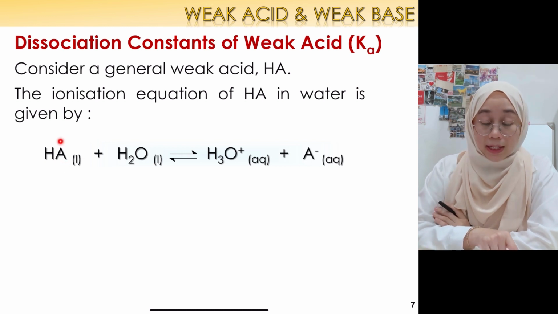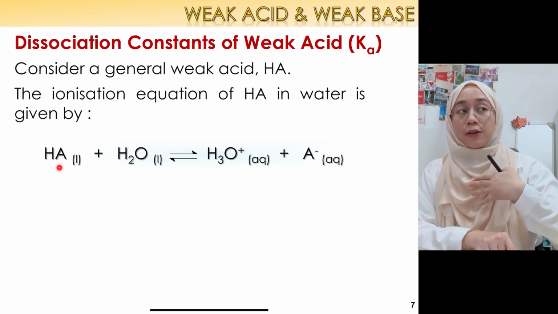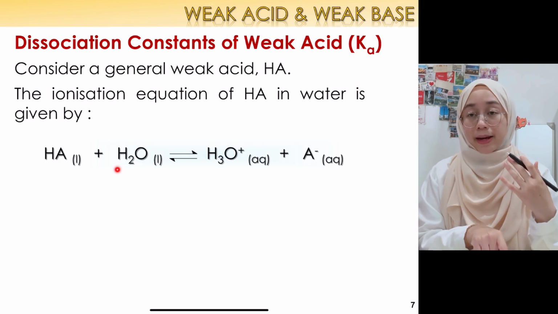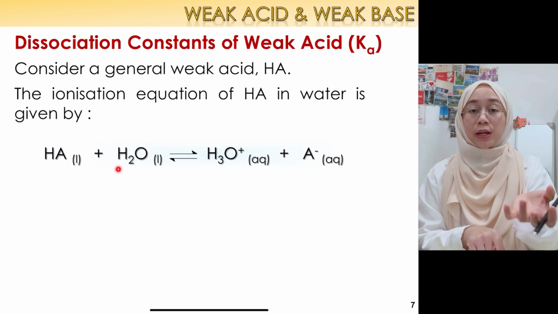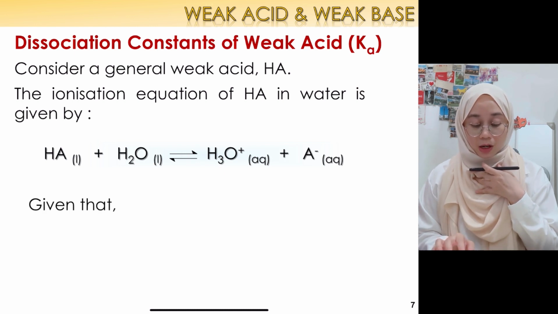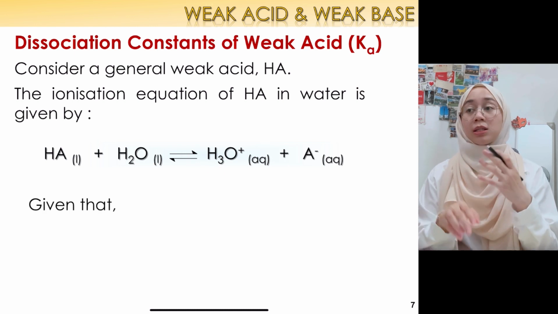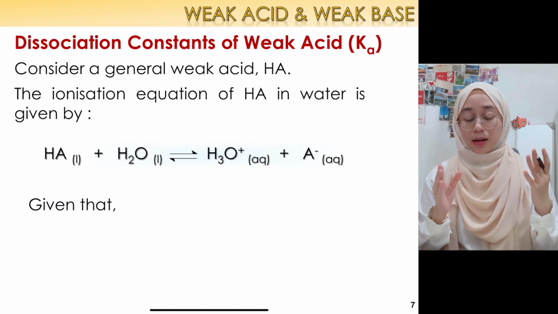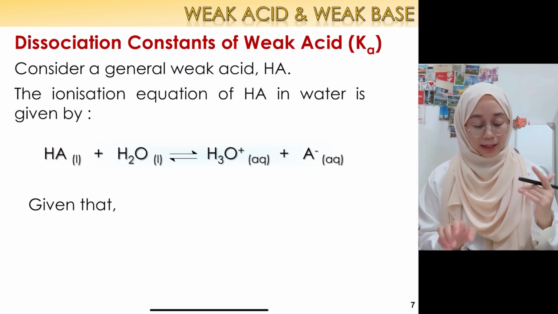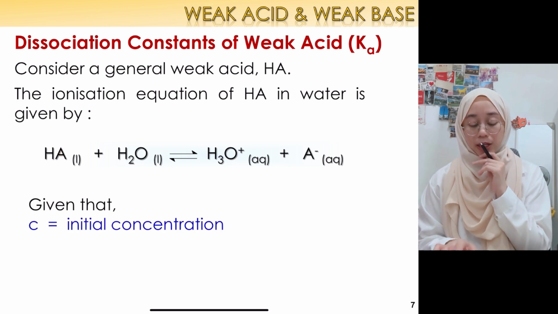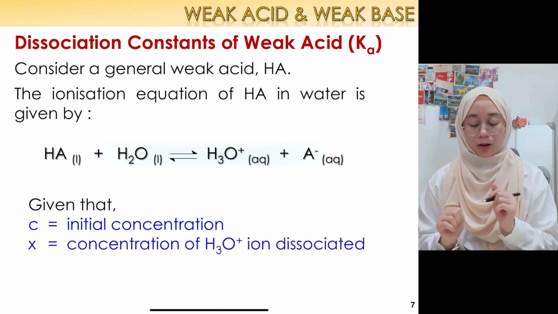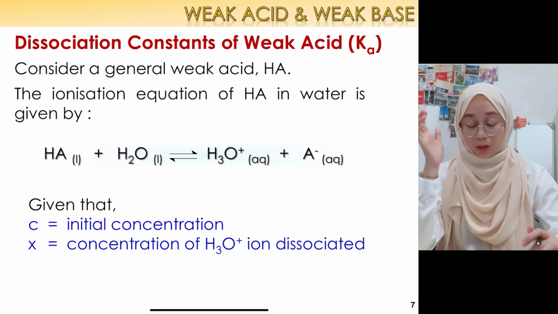So keep in your mind HA is an acid, therefore it will donate its proton becoming A minus here. Okay, water, since it reacts with acid, will act as a base, therefore it will accept the proton, so it becomes H3O plus here. Okay, and as we can see it produces H3O plus, which shows that HA has acid properties because it produces H3O plus. Okay, so given that C is equals to the initial concentration, X is the concentration of H3O plus ion dissociated.